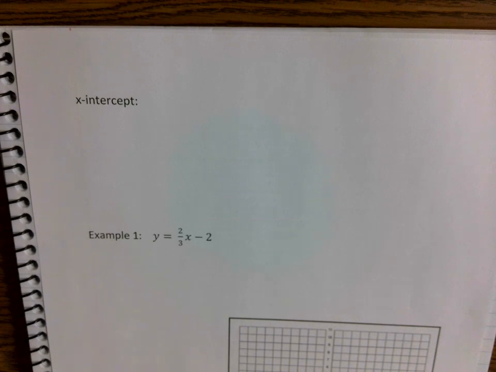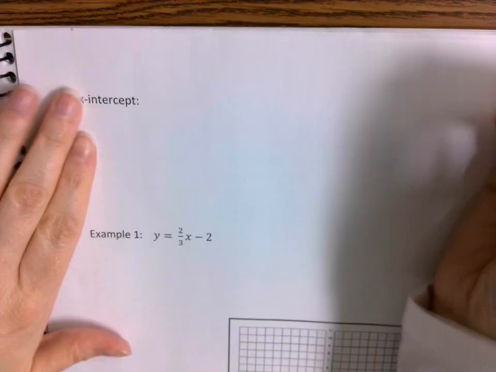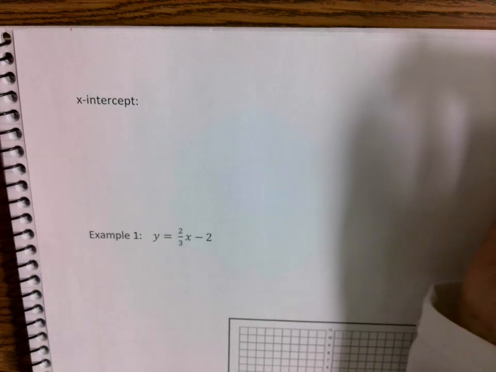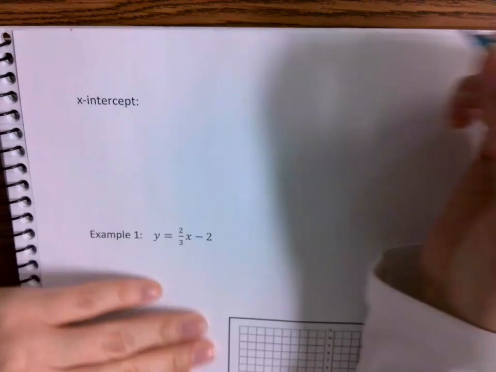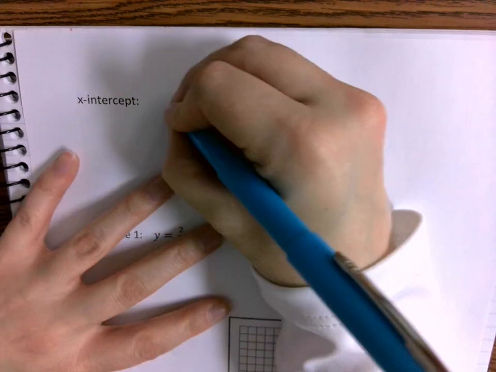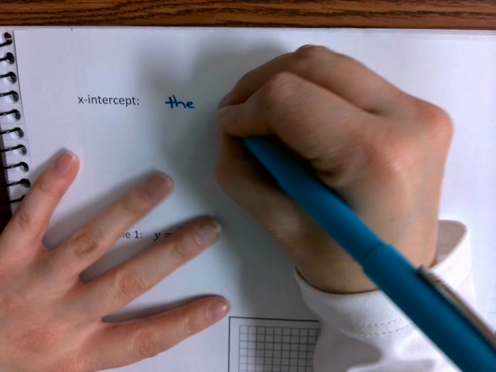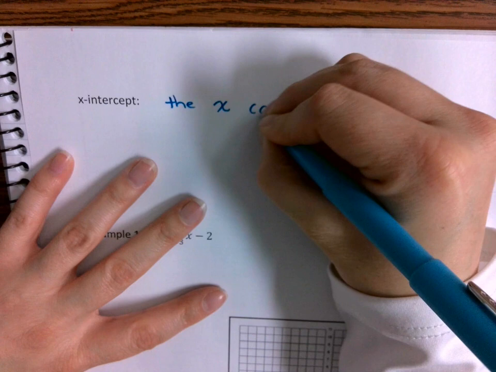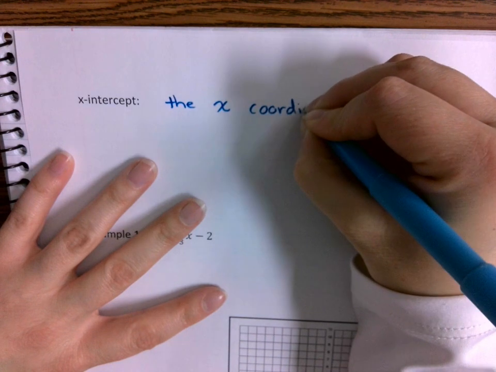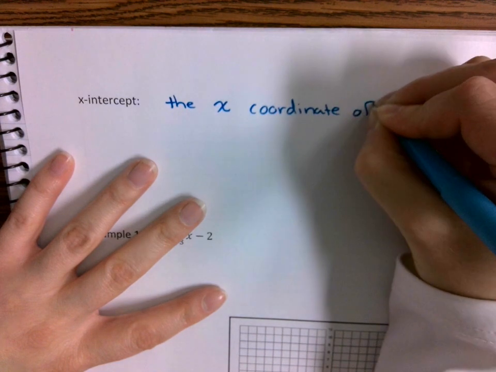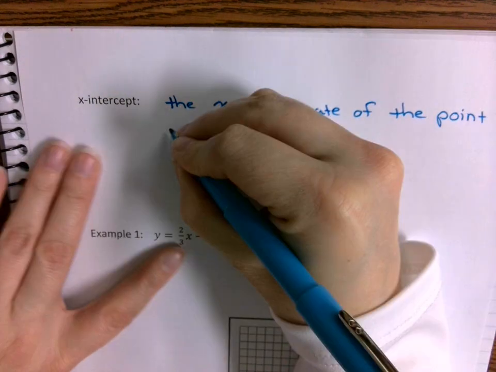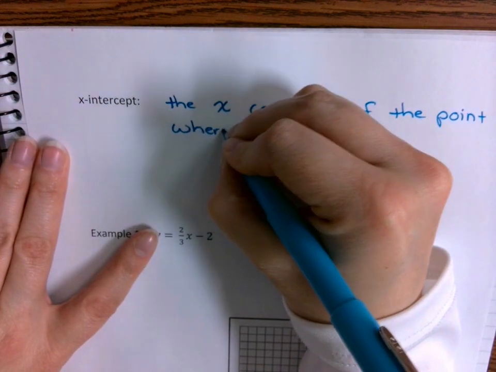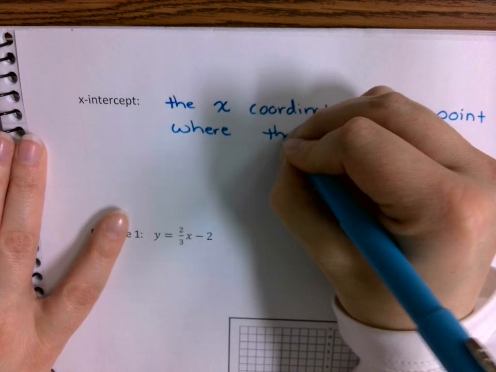So just like the y-intercept is the point that crosses the y-axis, the x-intercept is the point that crosses the x-axis. And it's the coordinate of your x. It's your x coordinate of the point where the graph crosses the x-axis.